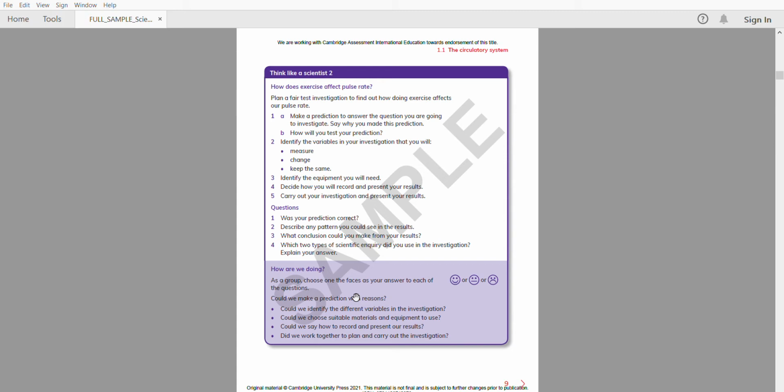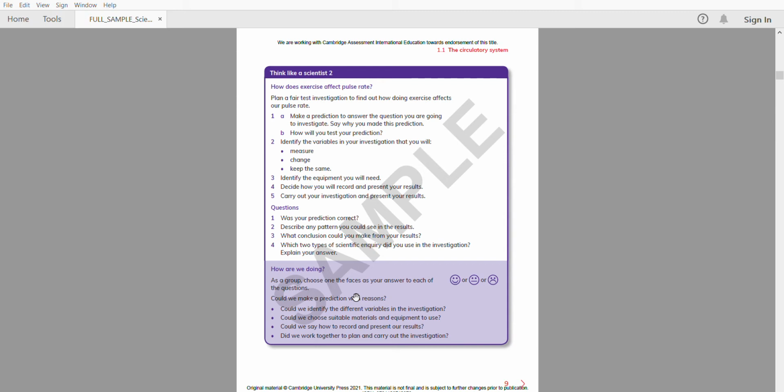So how will you test your prediction? We can test the prediction by doing exercises and by measuring our pulse rate after doing each exercise. Once again, just to remind you, pulse rate is the measure of your heartbeat per minute. So when you count your heartbeat per minute through your pulse, that is the pulse rate.